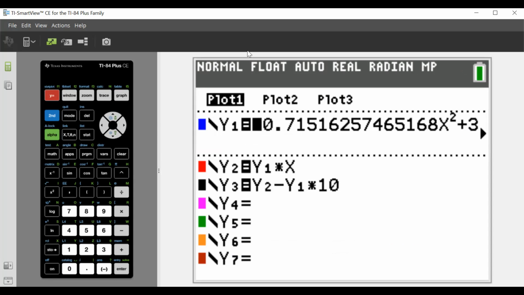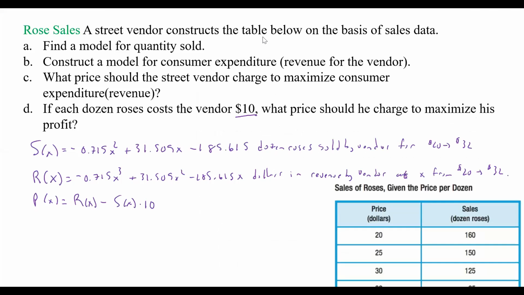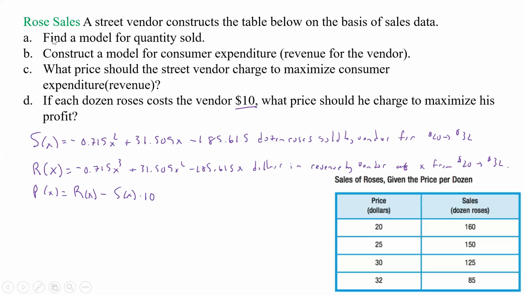So let's start doing what we need to do. We'll find out if we've got everything we need. All right, so we've got the quantity for the model sold. So that's our A. We're good there. Construct a model for consumer expenditure, revenue for the vendor. Well, we just took S of x times x, and we got this one. So that's our B.